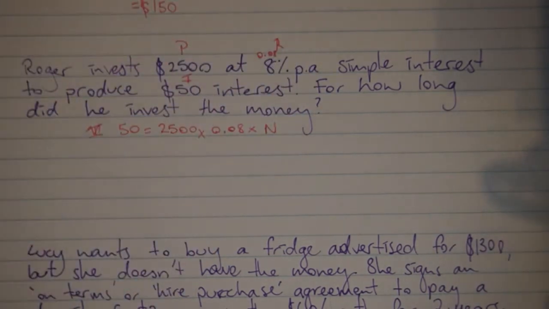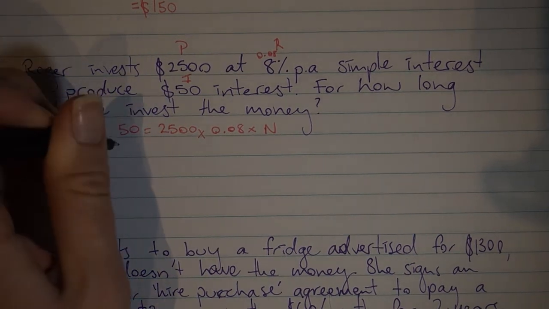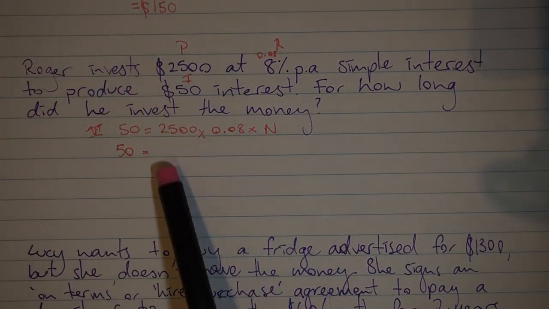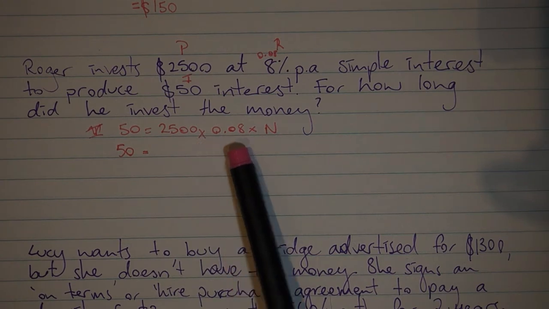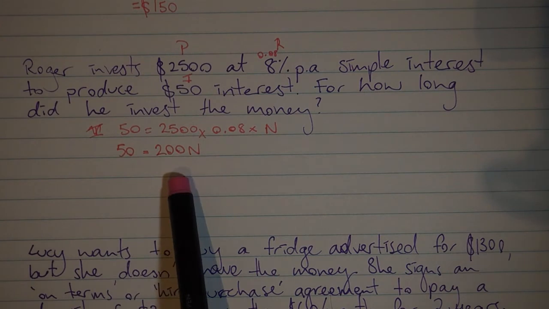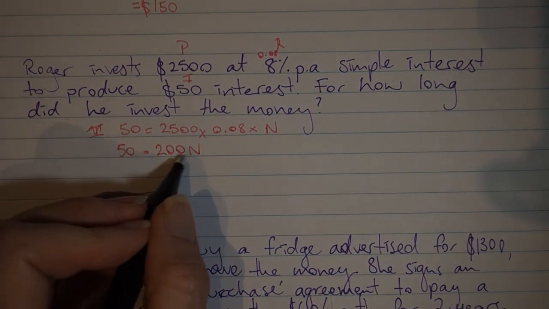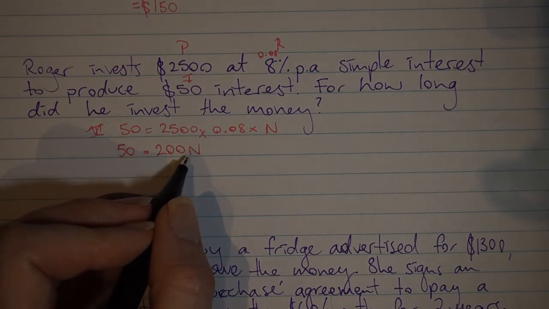times N. Okay, now I'm just going to clean that up a bit before I get N on its own, just because I like to keep it really nice and straightforward, show that I know what I'm doing, and just keep it really clean. Okay, so I'm going to keep my 50 equals, and 2,500 times 0.08 gives us 200. So effectively, we've got 50 is equal to 200 N. To get N on its own, we need to divide by 200 because that's a multiplication in there.